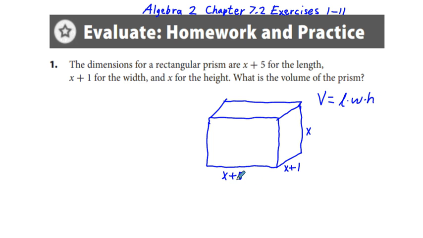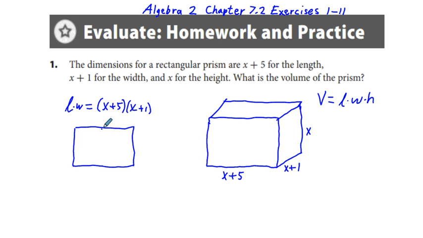So let's go ahead and multiply first the length and the width together. So length times width is equal to x plus 5 times x plus 1. And there are different ways of doing this. One thing that has been popular in my class thus far is to use the box method. If we make a box and separate it by 2 line segments into 4 cells, we put x plus 5 on the top, and on the left we put x plus 1.